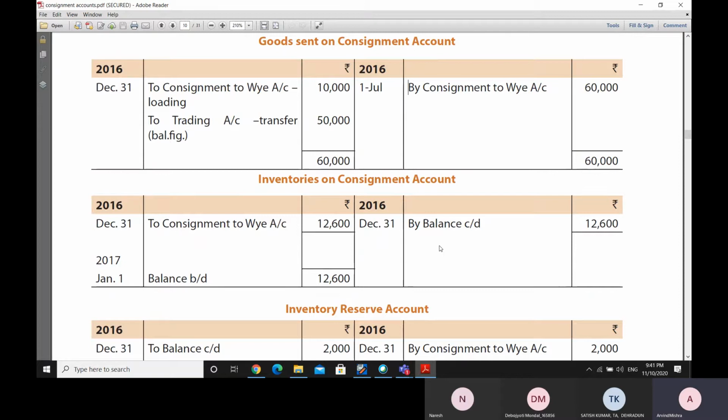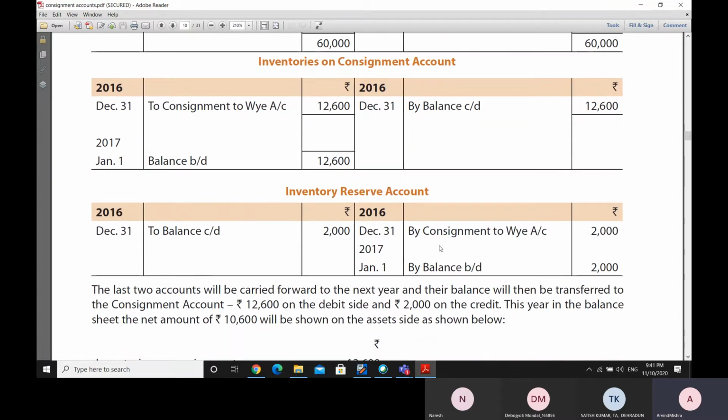The rest of the entries are the same, so we are not going to focus on those entries. All we have to say is that the last two accounts will be carried forward to the next year, which means the inventory reserve account now has a balance of 2,000 rupees, and we have created this reserve to cancel out the loading. So in a way we carry this forward to the next year, and their balance will then be transferred to the consignment account.